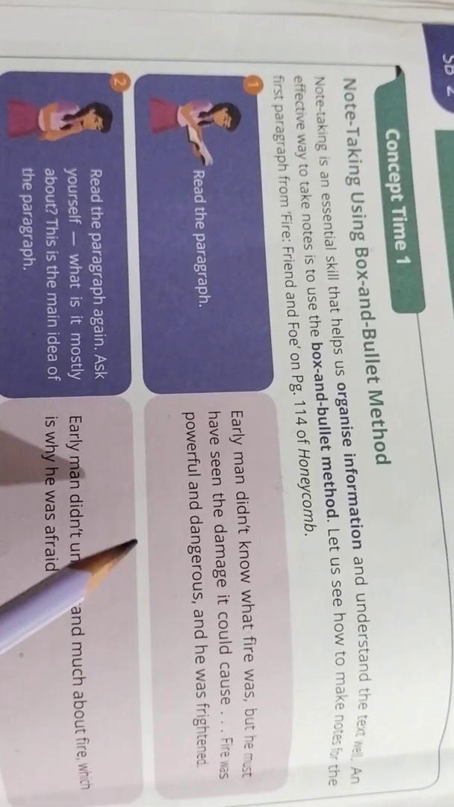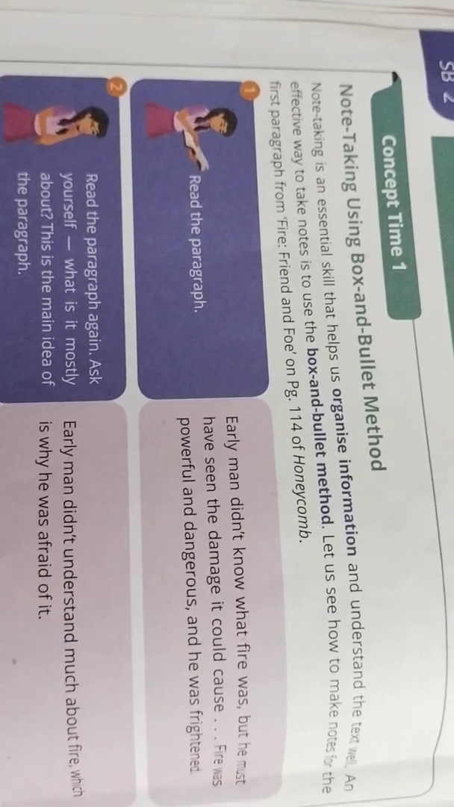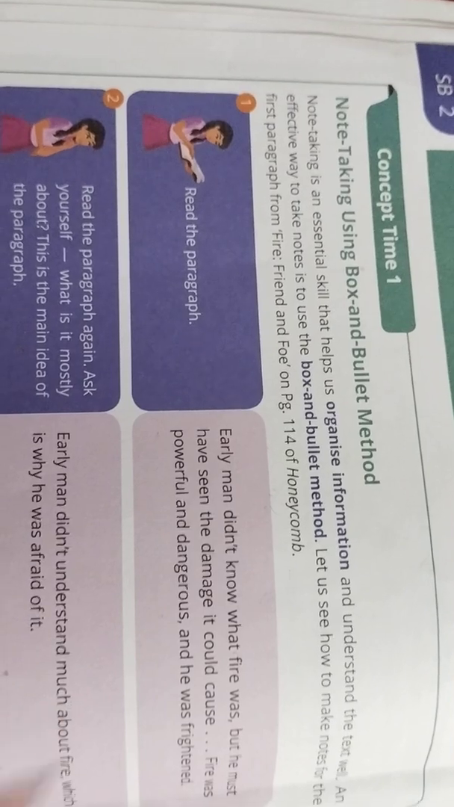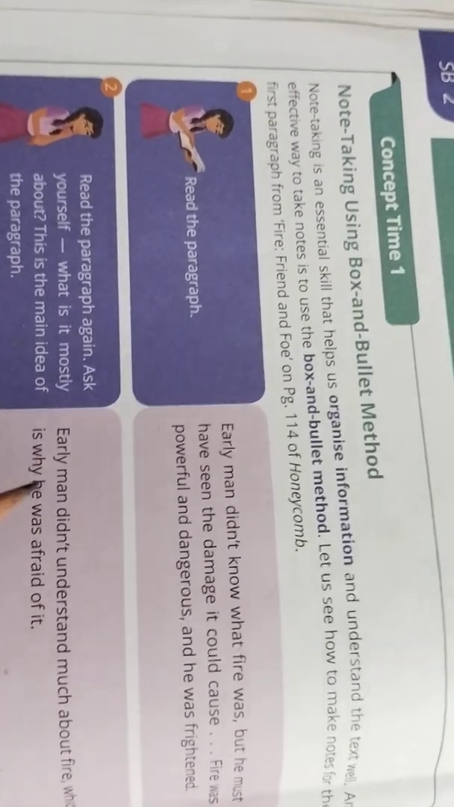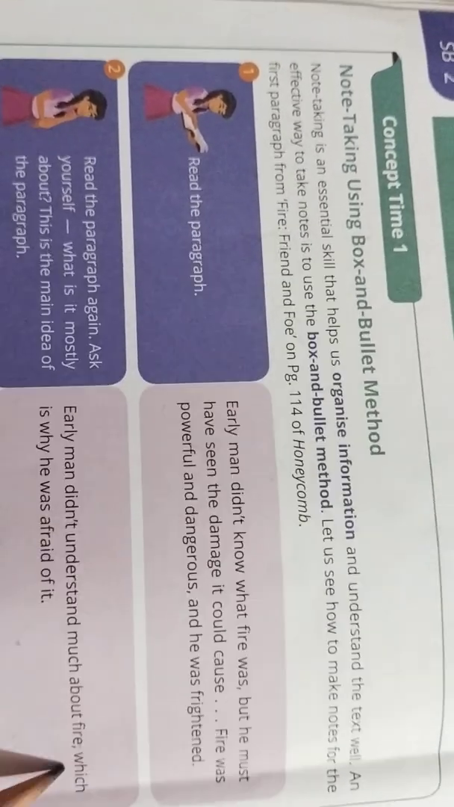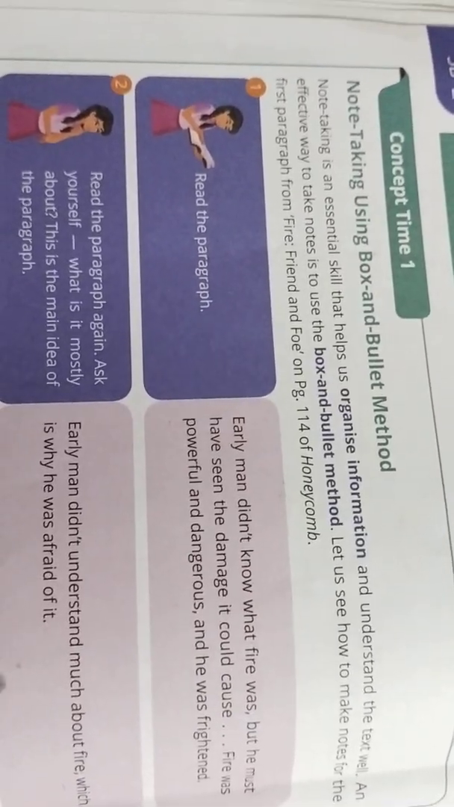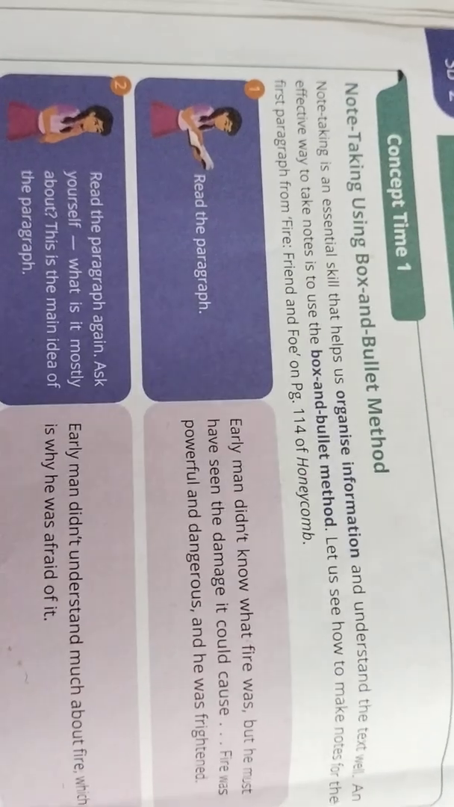So from this we come to know that early men didn't understand much about fire, so they were frightened about it, isn't it? So here you can see early men didn't understand much about fire, which is why he was afraid of it. So this is the main idea given. Now you come to know what is given in the paragraph.